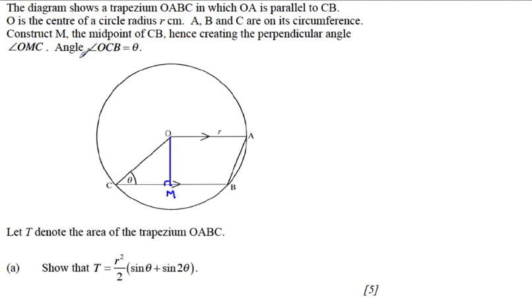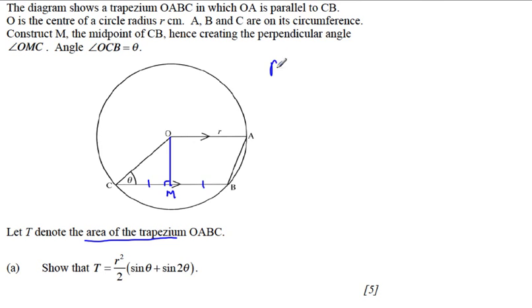Hence creating the perpendicular angle, OMC, again, another hint. That tells us that these two sides are the same length. And angle OCB is theta already on the diagram. So we just had to put M on there. The area of the trapezium OABC, we're given the result and we're asked to show it.